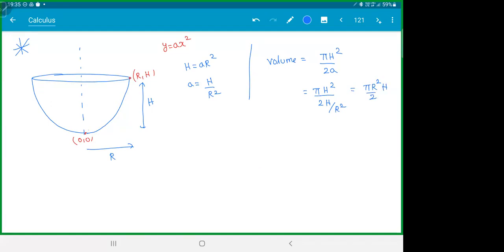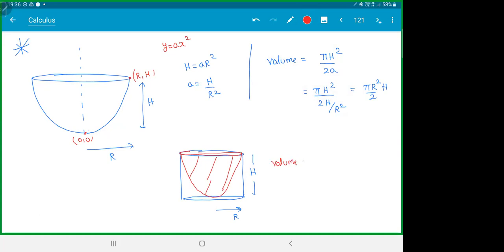You know what you get as an answer? If you take a cylinder of radius r and height h, and inside the cylinder you construct a paraboloid, the volume of the paraboloid is half of the volume of the cylinder. That's the best way to remember this. The volume of the paraboloid is half of the volume of the cylinder it is enclosed in. Pretty good result.